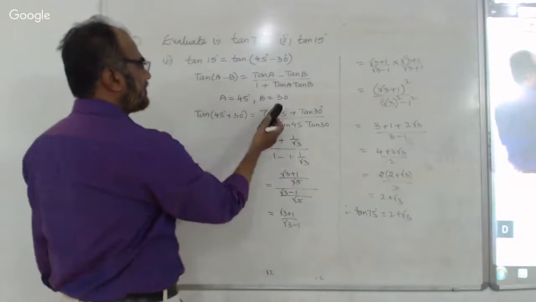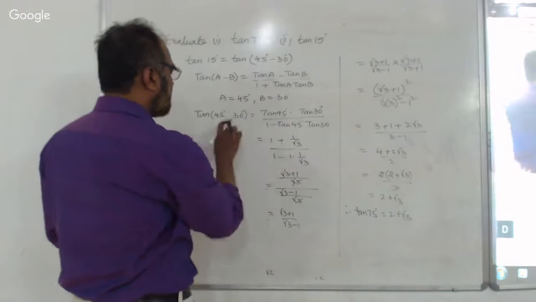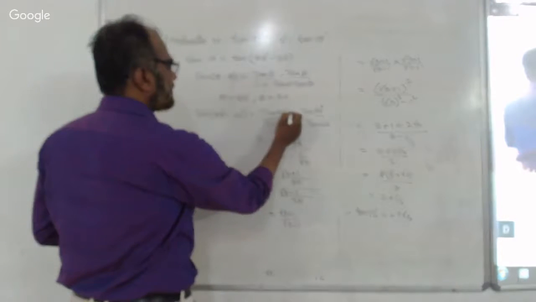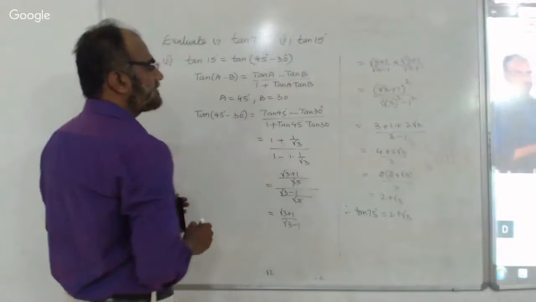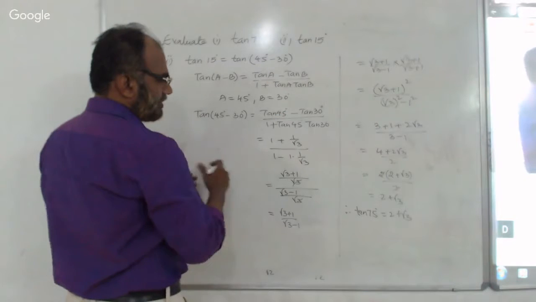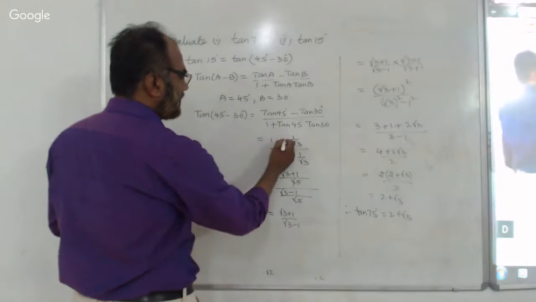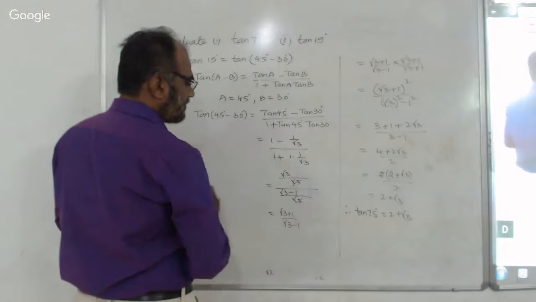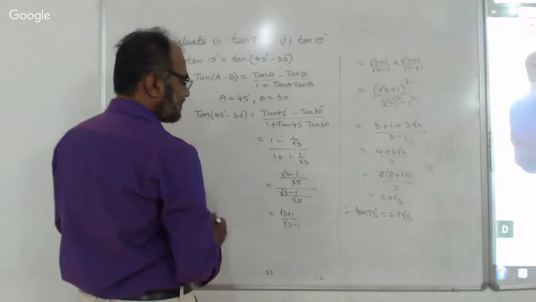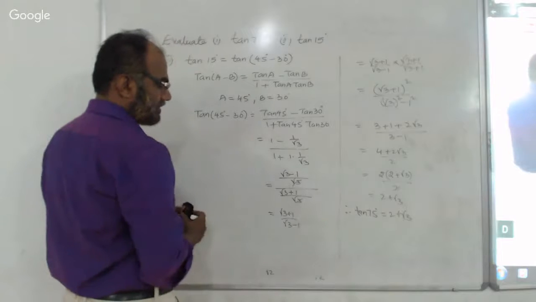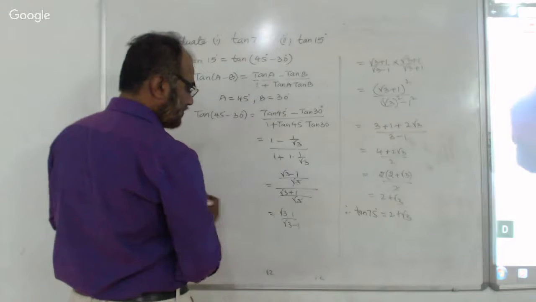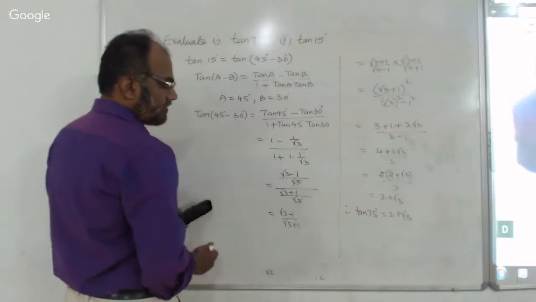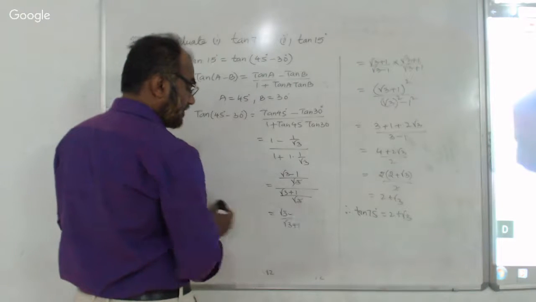Again, A is 45, B is 30. Here tan of A minus B is tan A minus tan B by 1 plus tan A tan B. So it will be 1 minus 1 by root 3 by 1 plus 1 by root 3 now. So it will be root 3 minus 1 by root 3, by root 3 plus 1 by root 3. So it is root 3 minus 1 by root 3 plus 1 now.